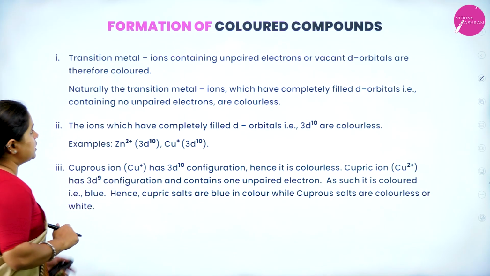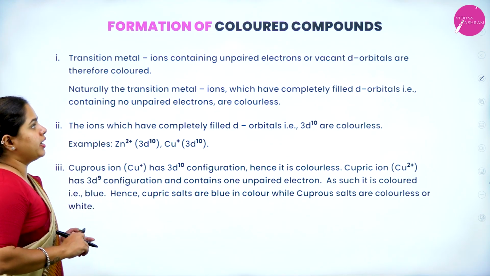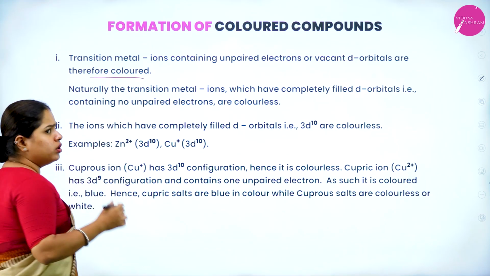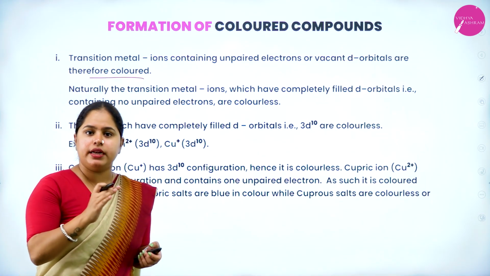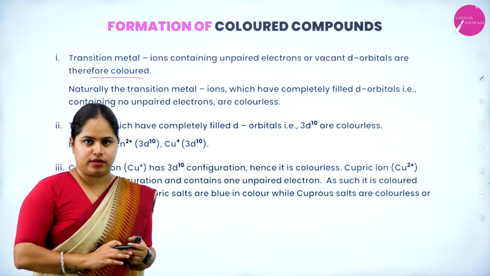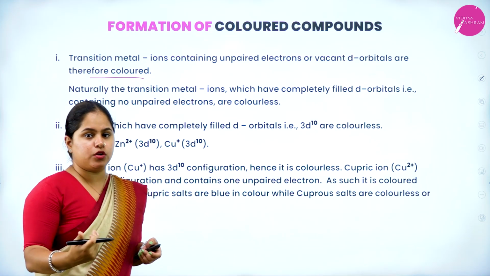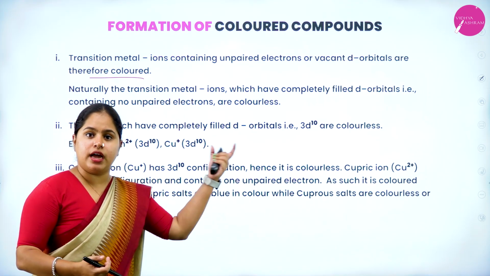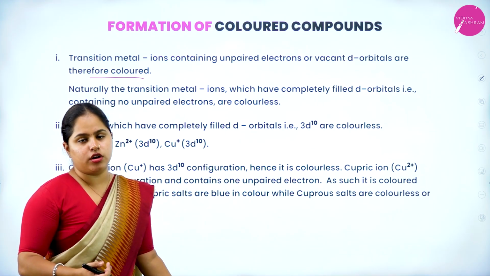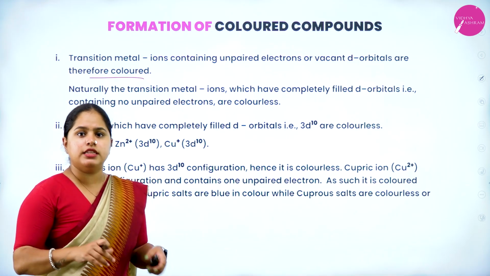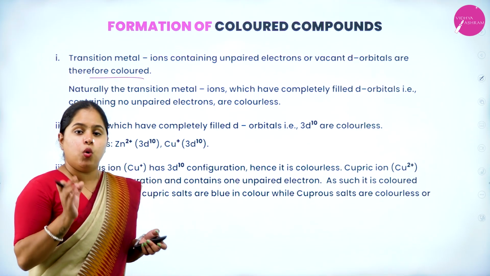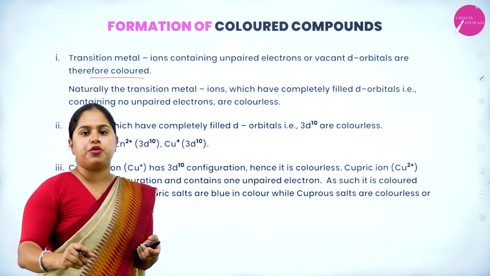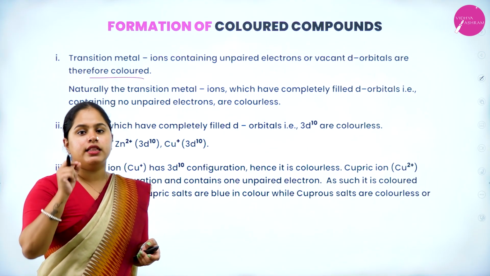Now, the next one is: transition metal ions containing unpaired electrons or vacant d orbitals are therefore colored. The ones which have unpaired d electrons will only show a color. That means zinc, cadmium, mercury, which belong to the last set, that is 3d10, have 3d10 in their electronic configuration. They don't have unpaired electrons. Hence, they do not show color. Only the ones having unpaired electrons. So, vacant d orbitals or unpaired electrons should be present, then only they will show color.